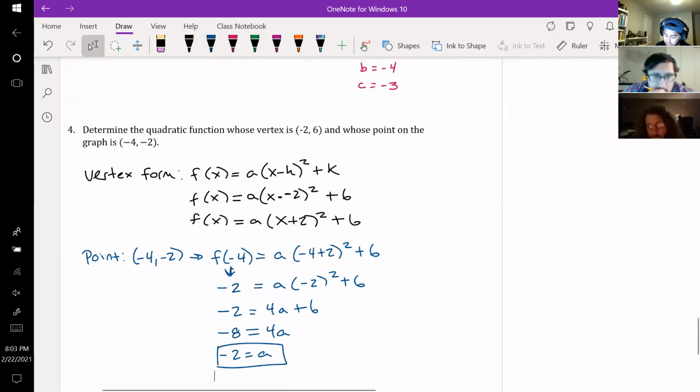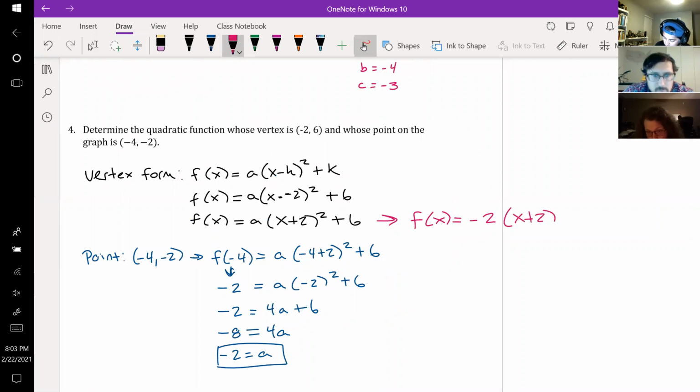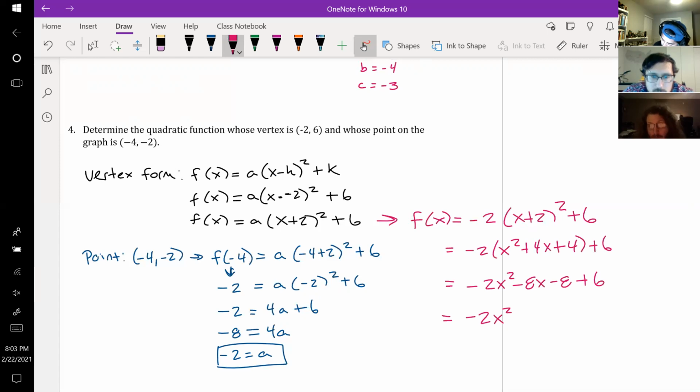Good. Now, last piece is just rewrite this and FOIL it out. You get negative 2 times x squared plus 4x plus 4 plus 6. Negative 2x squared minus 8x minus 8 plus 6. And negative 2x squared minus 8x minus 2. There you go, guys. That's it. That is 4.3 and 4.5 in a nutshell.